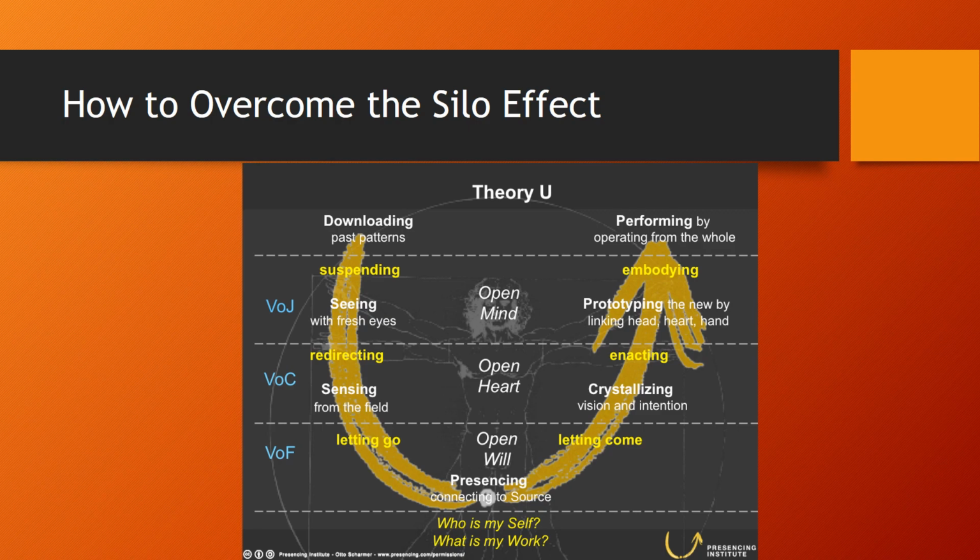It starts with the leader. It starts with recognition and realizing that we have a silo, we have a lack of communication, there's a lack of interaction, there's a lack of innovation, there's a lack of adaptability, and somehow we have got to overcome the silo effect.